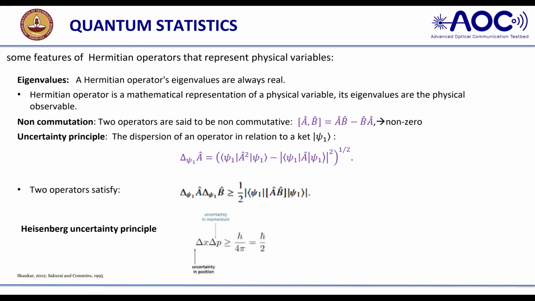Another thing is the non-commutation principle. What does non-commutation mean? If you have two operators, we can write the commutator of A and B equal to A operator B minus B operator A. In quantum mechanics it will not always be the same; it will not be equal to 0. But in classical mechanics, when you write the commutation of x and y, x into y minus y into x is always equal to 0.